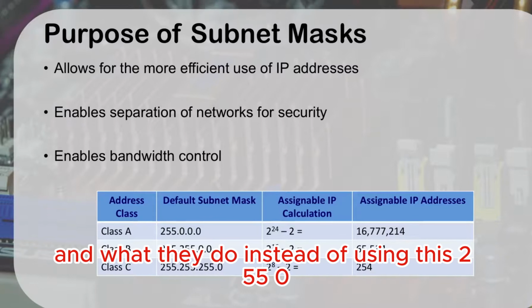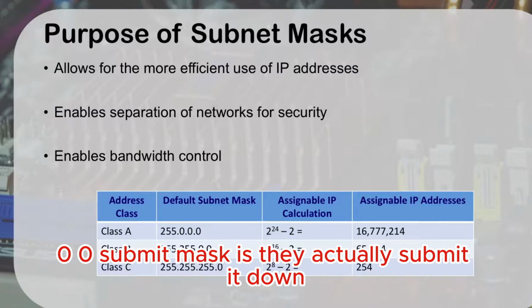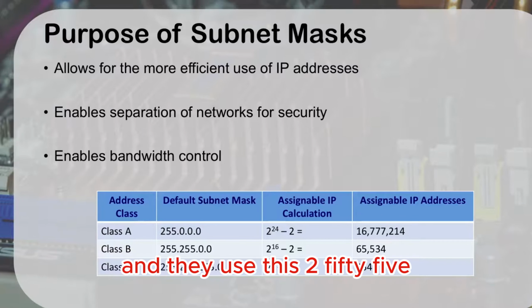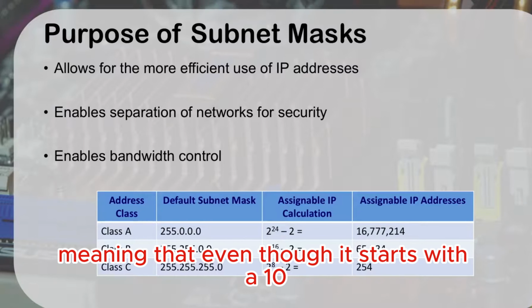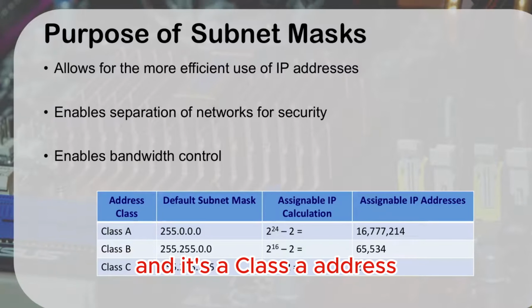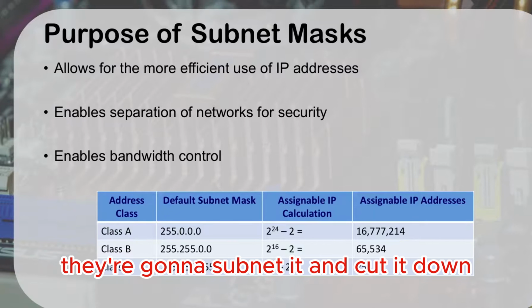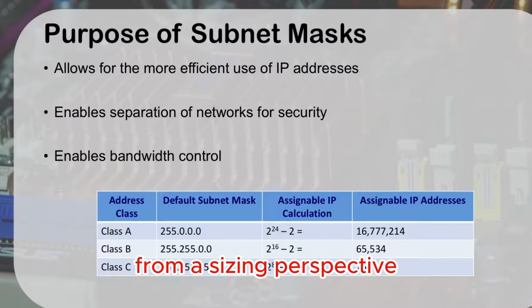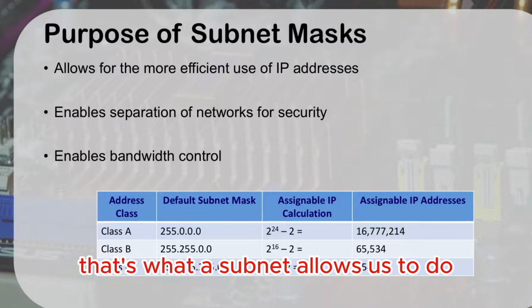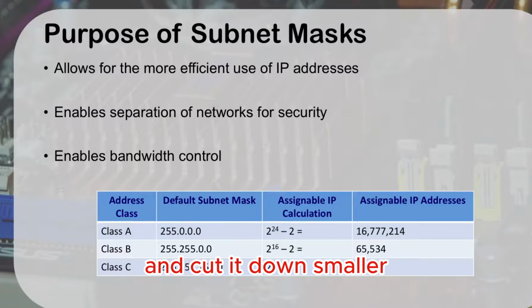And what they do instead of using this 255.0.0.0 subnet mask is they actually subnet it down and they use this 255.255.255.0 subnet mask, meaning that even though it starts with a 10 and it's a Class A address, they're going to subnet it and cut it down so it's only looking at it as if it was a Class C address. From a sizing perspective, that's what a subnet allows us to do. It allows us to take a big area and cut it down smaller.